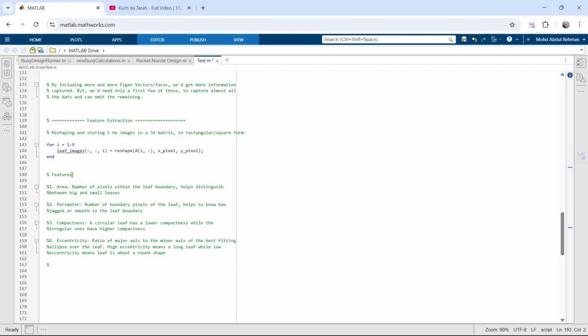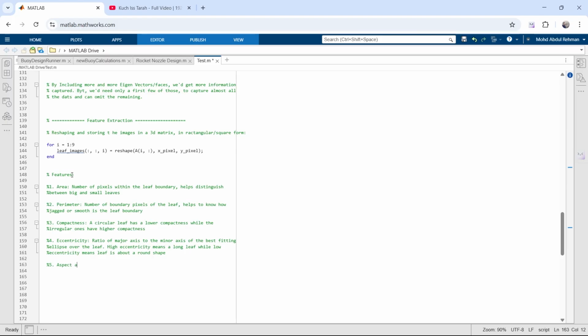Next, fifth feature is going to be the aspect ratio. Aeronautical engineers and aerospace engineers would be thrilled by this now, because they deal with aspect ratios of wings and all. So we are dealing with aspect ratios of leaves now.